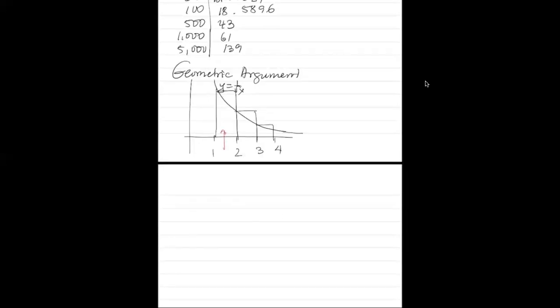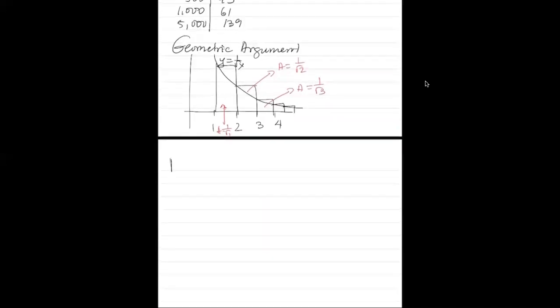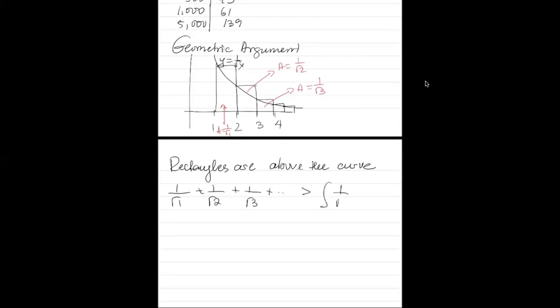This first area is equal to 1 over square root of 1. This area is 1 over square root of 2. And this area is 1 over square root of 3, and so on. So we have more rectangles here, but what we notice is that all of the rectangles are above the curve. So our sum appears to be greater than the area under the curve, which is the integral of 1 over square root of x dx from 1 to infinity.